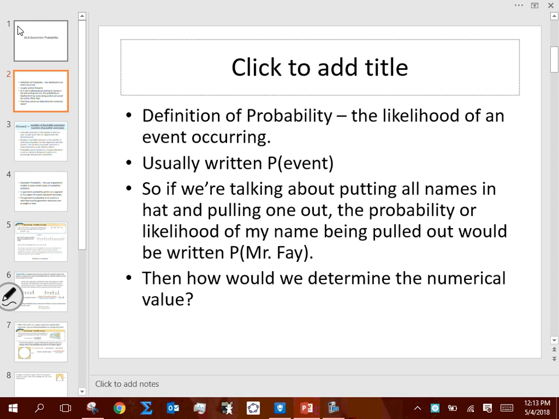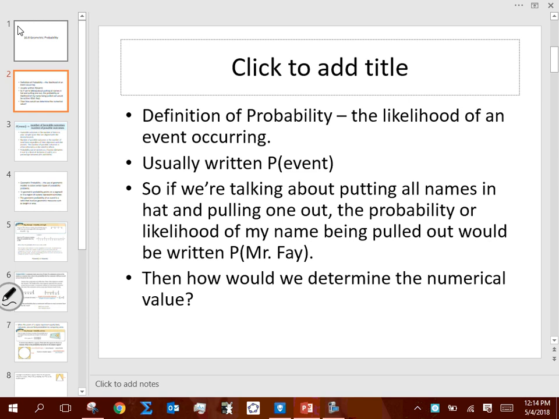In order to talk about probability, it's probably a good idea to talk about some notation and some definitions. Probability, by definition, is just the likelihood of an event occurring, the chance that something happens. We usually write that as capital P for probability, and then in parentheses we put the thing that we want to happen, or that we're interested in happening.